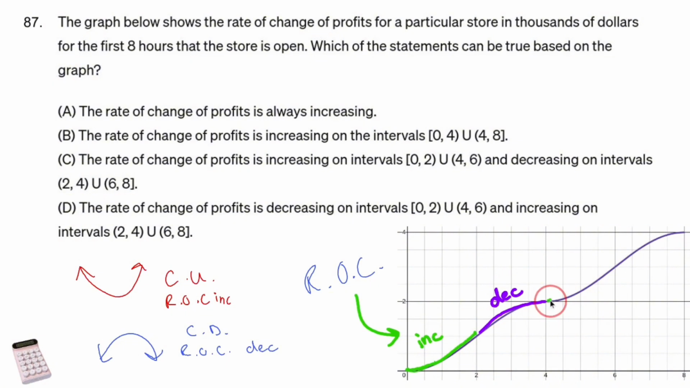Now it repeats the process. The rate of change is concave up, so this appears to be increasing right here. The rate of change is increasing, and then the rate of change is decreasing from 6 until the end. So the rate of change of profits is increasing from 0 to 2 and 4 to 6, and the rate of change is decreasing on intervals 2 to 4 and 6 to 8. C is my guy. No calculator needed.